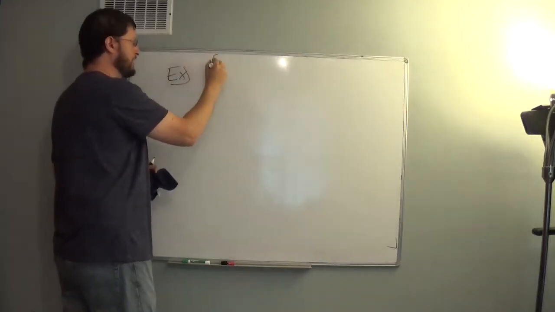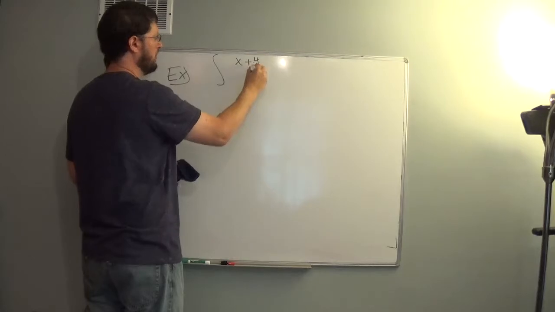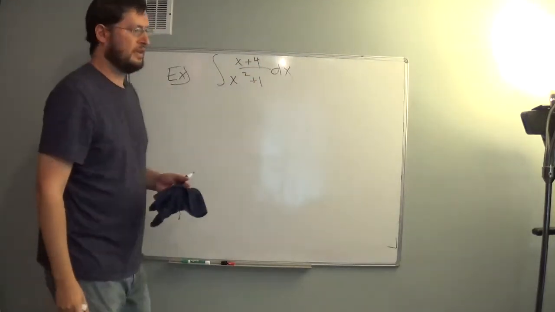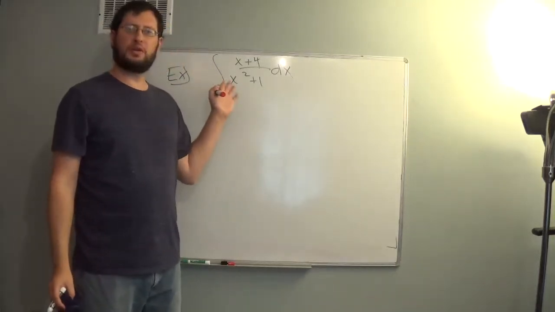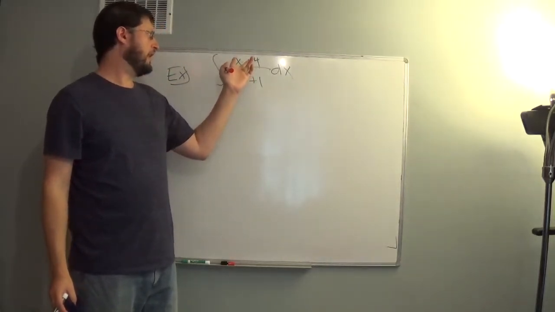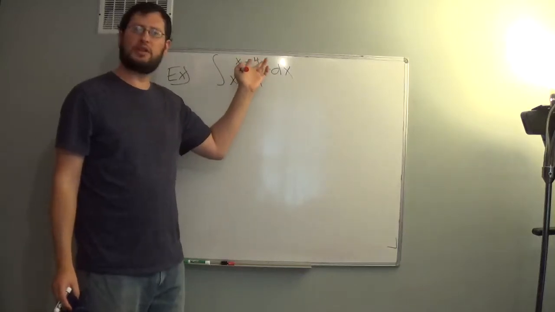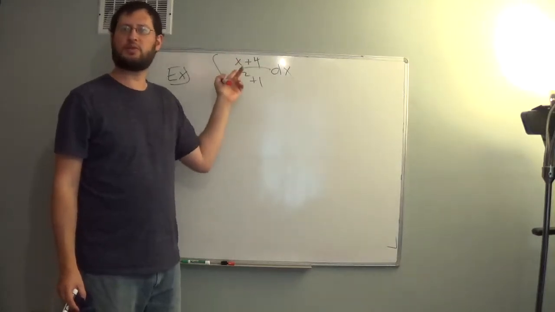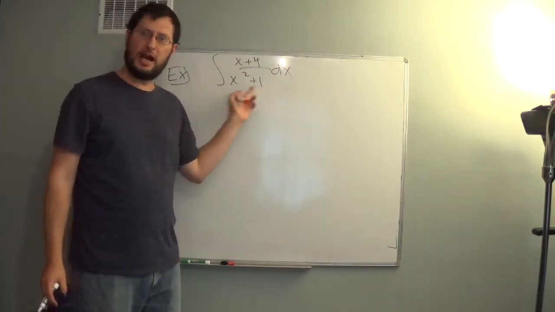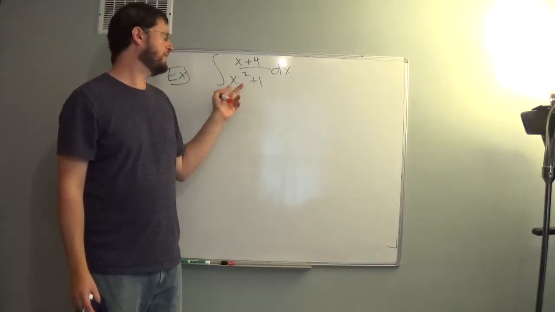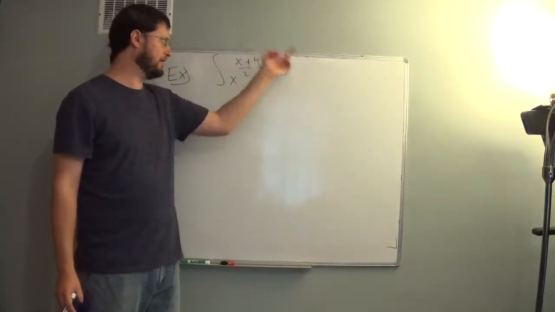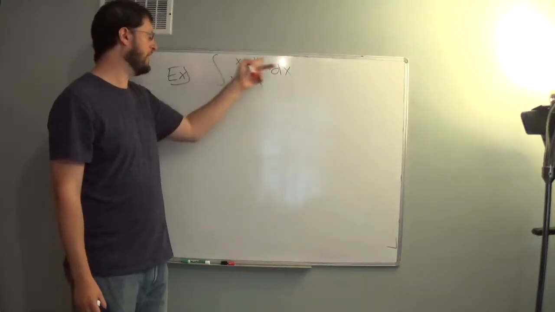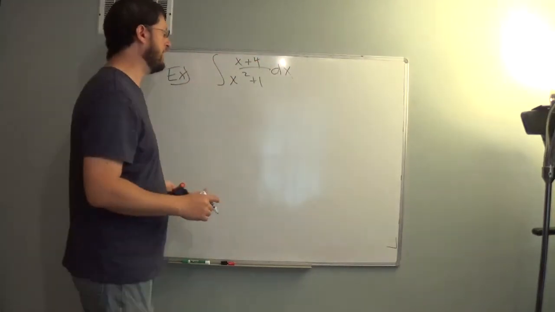What I would like to do is integrate x plus 4 over x squared plus 1. Again, a u substitution is not going to work, because if u is equal to the numerator, x plus 4, the derivative is dx, but I can't do anything with the x squared. If u is equal to the denominator, x squared plus 1, the derivative is 2x dx. I don't have 2x dx, and I can't put 2x in because I can't let an x out on the outside.